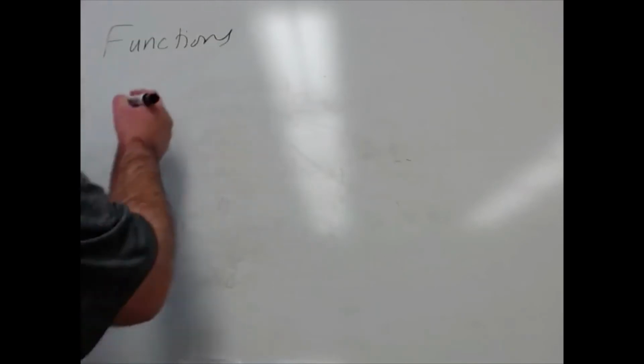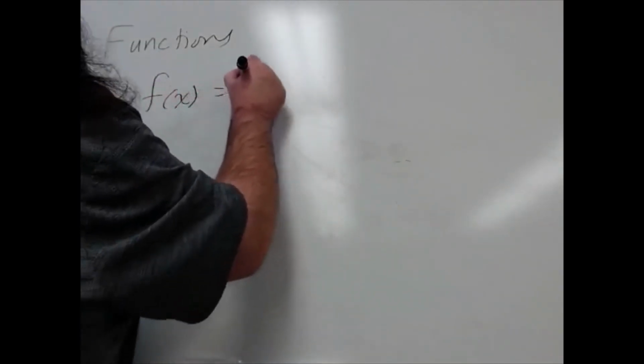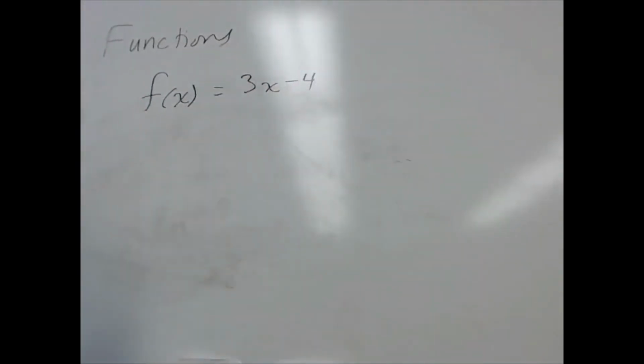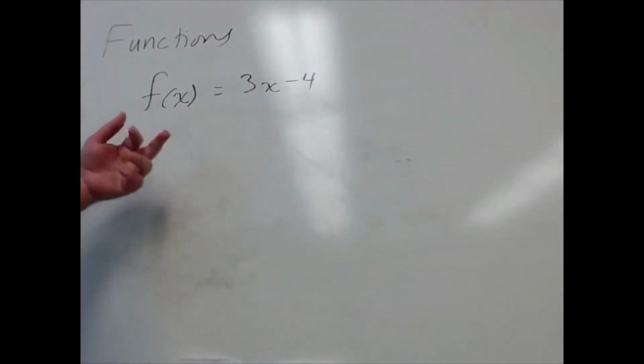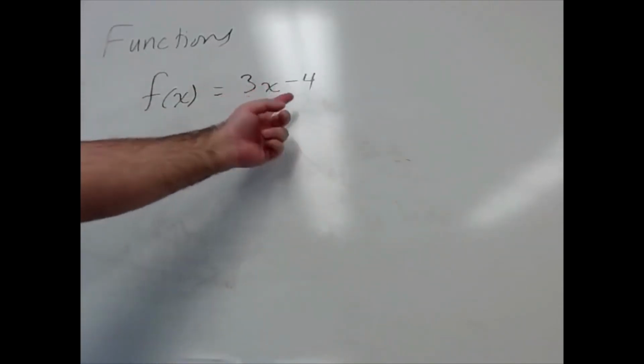So let's look at an example. So I have f of x is equal to 3x minus 4. So this is a function f. The inputs are x values. What the machine does is it takes my x's, multiplies them by 3, and then subtracts 4 from the result.